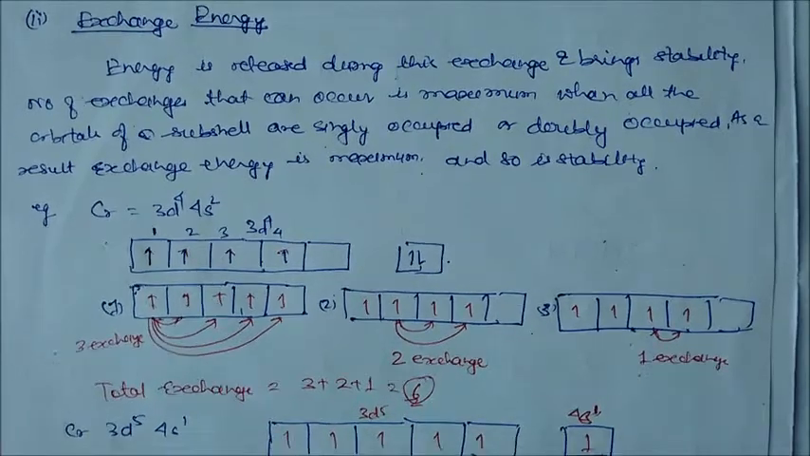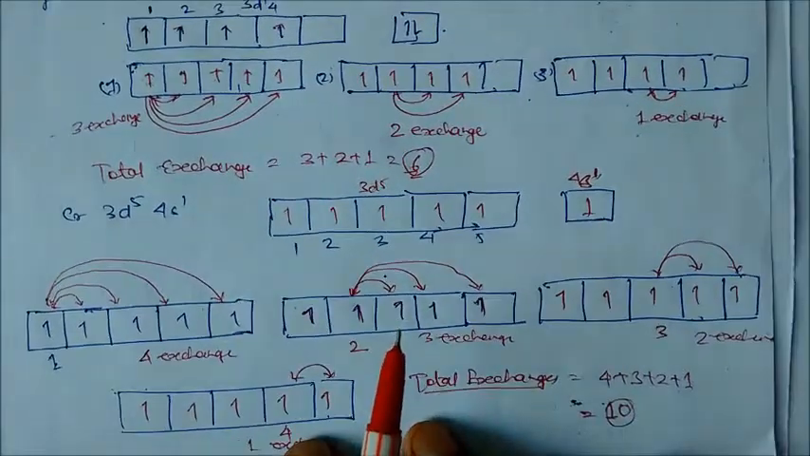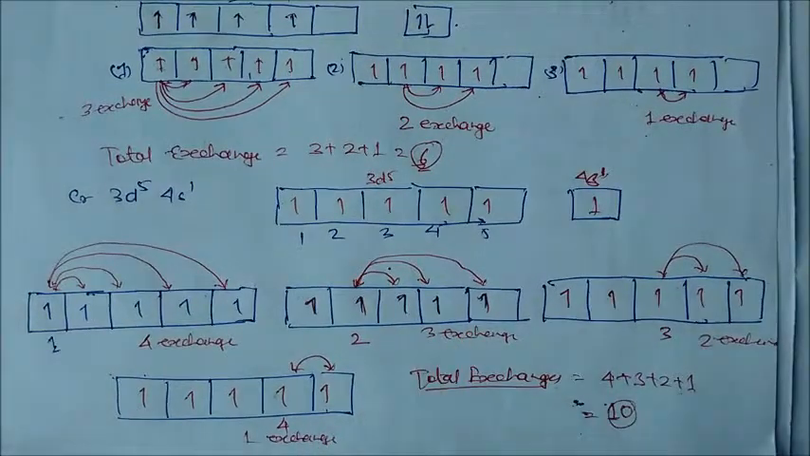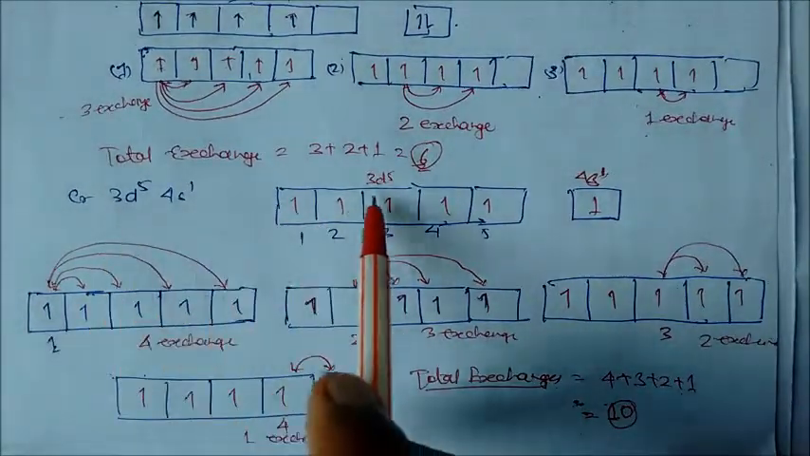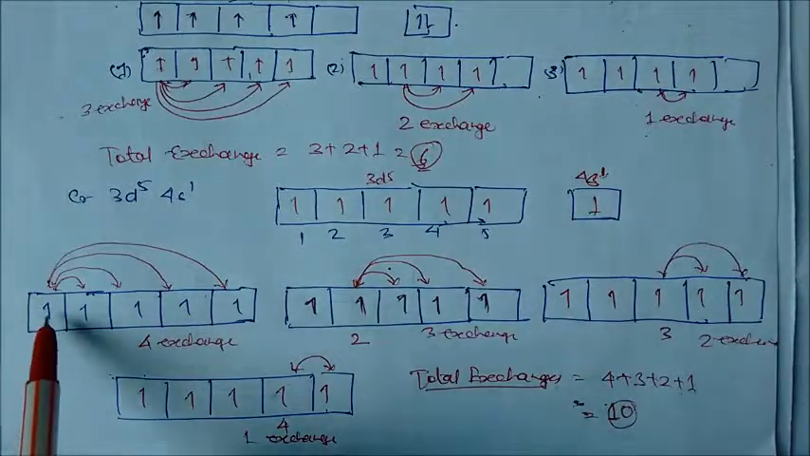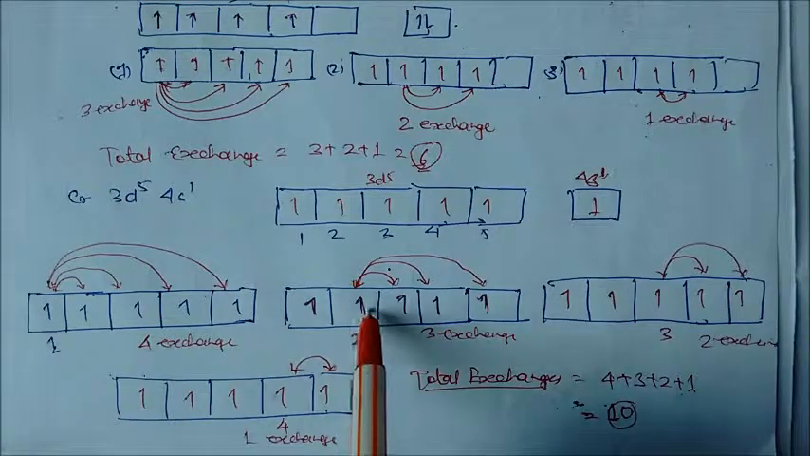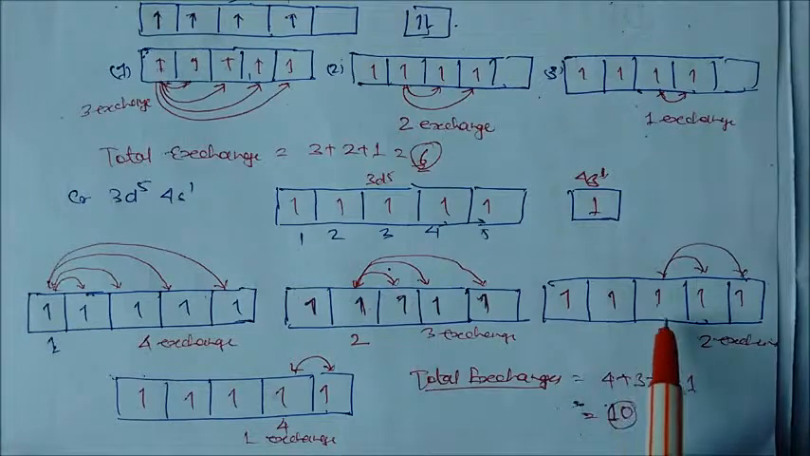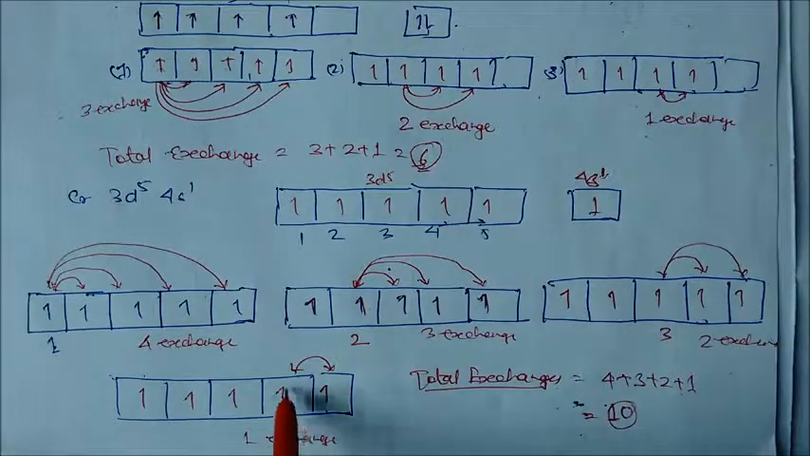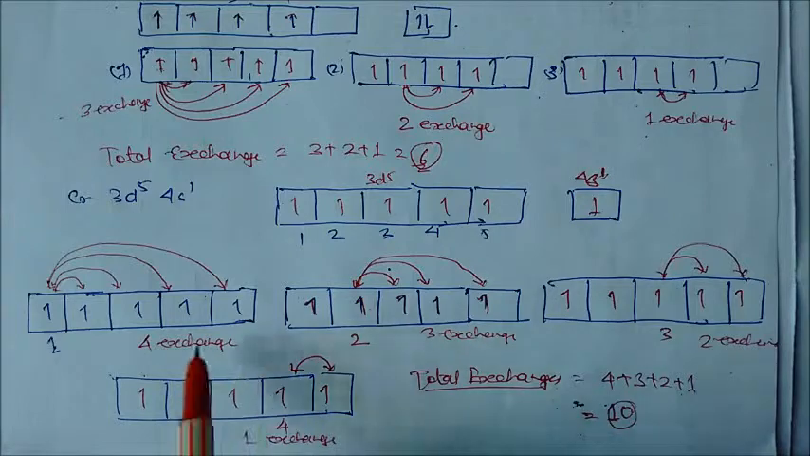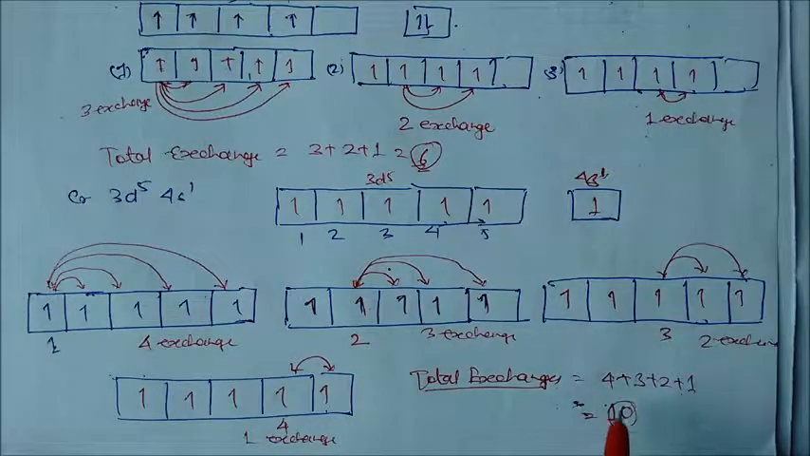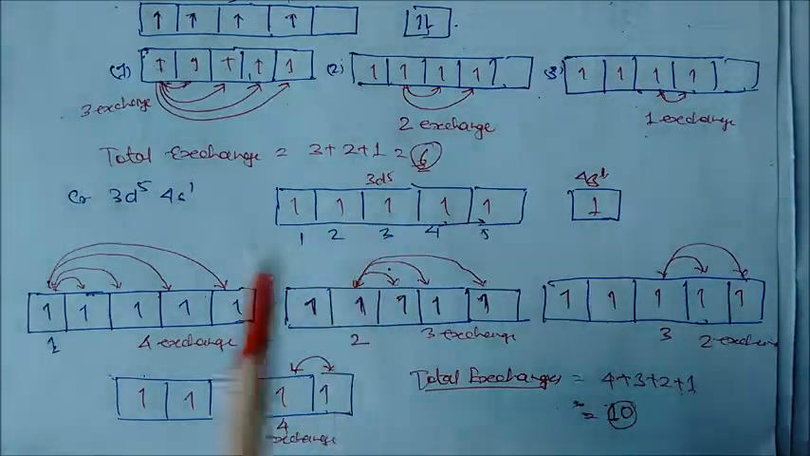Now take the case of 3d5 and 4s1. In 3d5 4s1, the first electron will exchange with this one, this one, this one, this one, so 4 exchanges are possible. Now take the second electron: 3 exchanges possible. Take the third one, 2 exchanges possible. Take the fourth one, 1 exchange possible. So total exchange will be 4 plus 3 plus 2 plus 1, that is 10. So here we have 6 exchanges, and here we have 10 exchanges. 10 exchanges is more stable than 6 exchanges, so this is more stable.